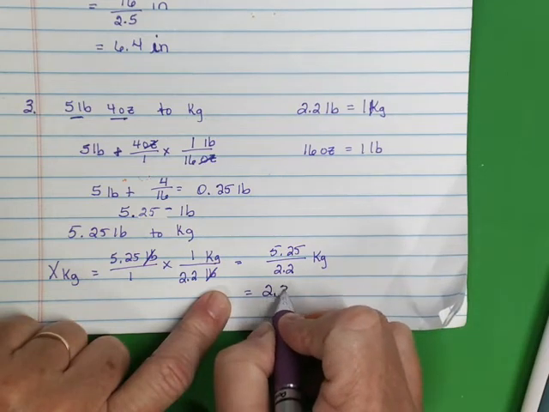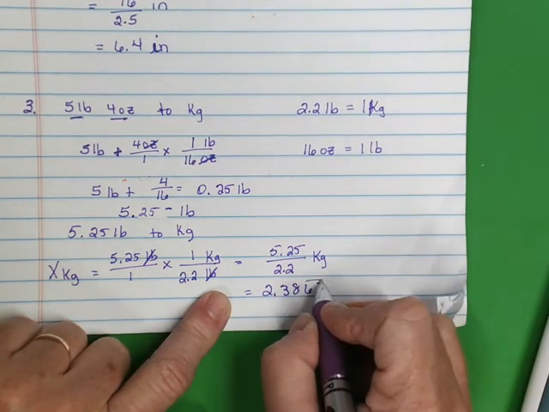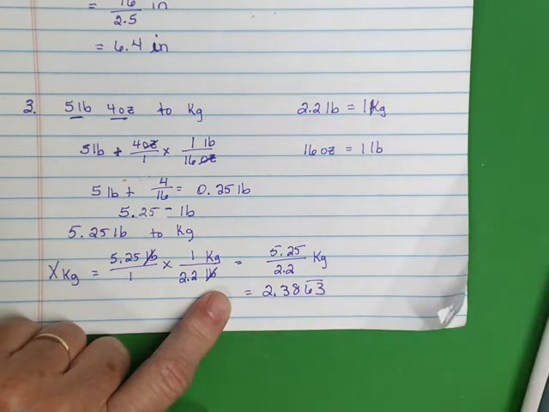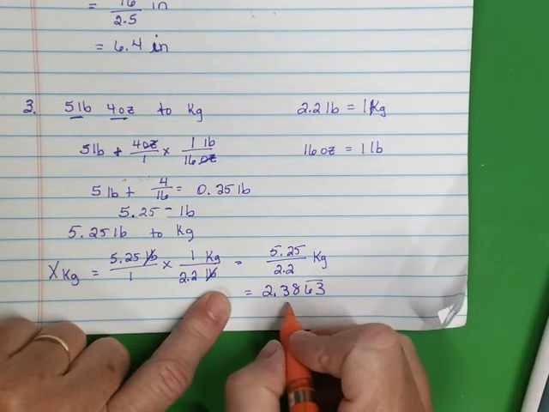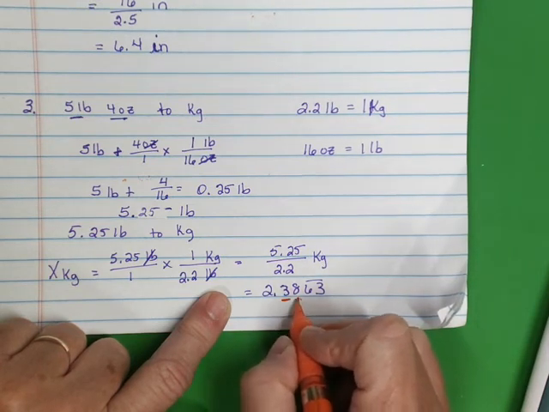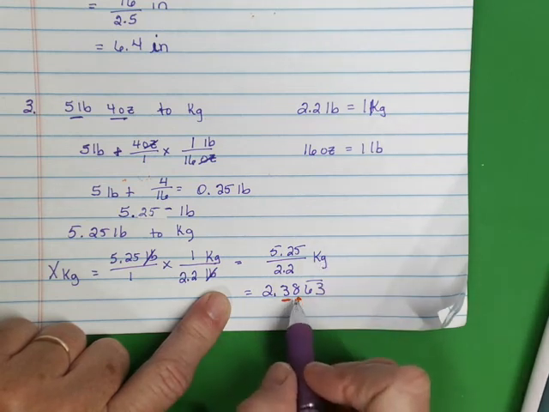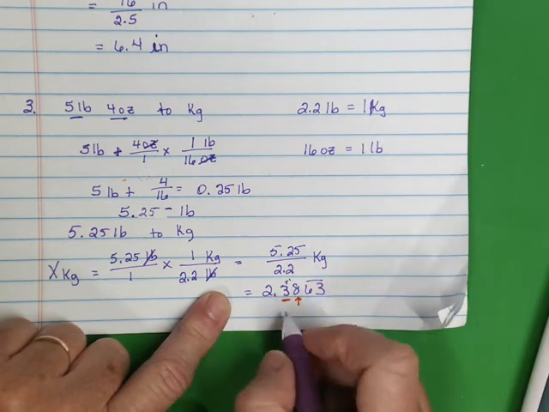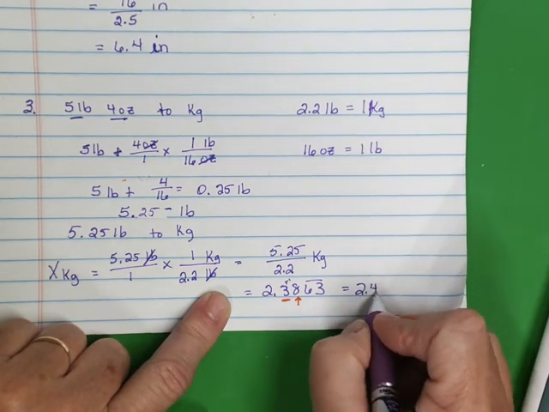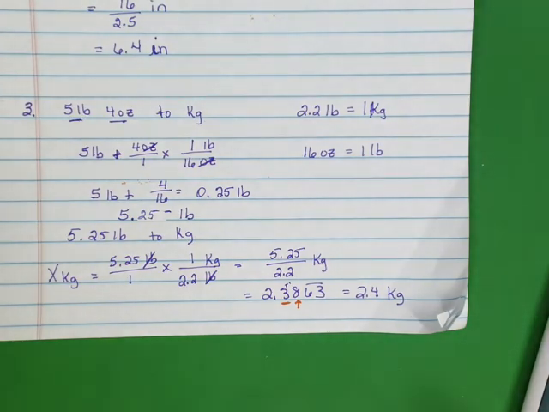And I get 2.3863, and the 63 is repeating. But you only want to round to the nearest tenth. So I'm going to round to the tenths place, which means I'm going to look at the 8. The 8 is greater than 5, so I'm going to add 1 to my 3. So that gives me 2.4 kilograms. I hope these have helped in the conversions from household to metric.